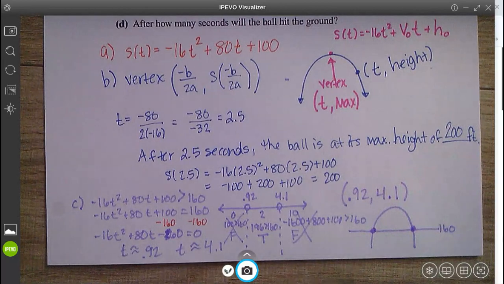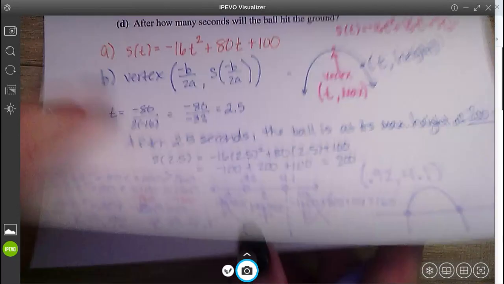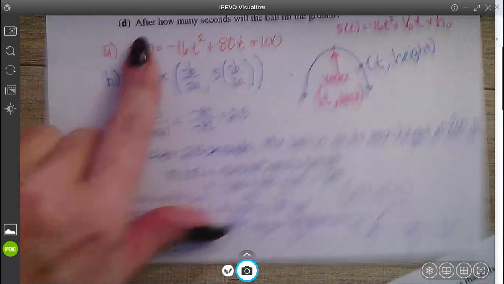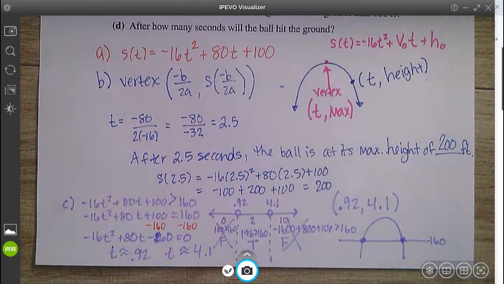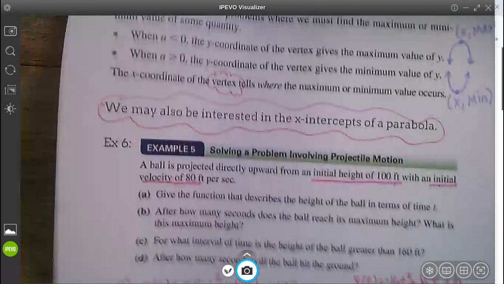I'm not super worried about C. I don't think you'll see a lot of problems. Haha, get it, C. I don't think you'll see a lot of problems like that, but we do want to know after how many seconds the ball will hit the ground. That we are concerned about. So we're going to work that problem.